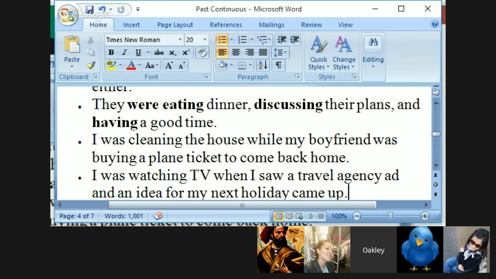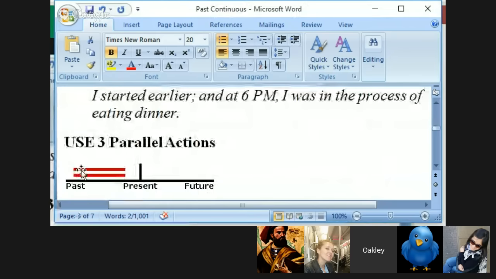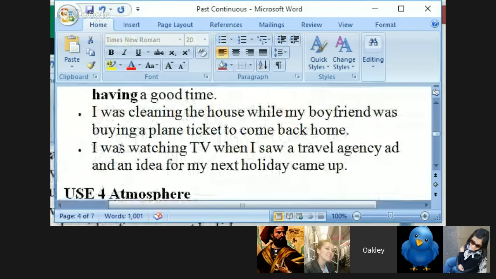Okay, but what we don't have here is the continuous tenses. I was looking for two past continuous tenses to show that two things were going on at the same time for a long period of time. I was watching TV when I saw a travel agency ad, and an idea for my next holiday came up.